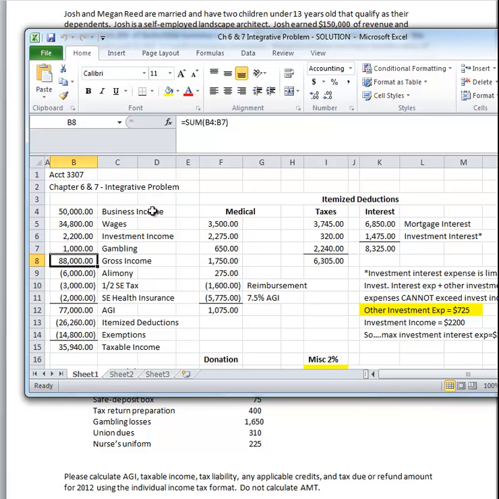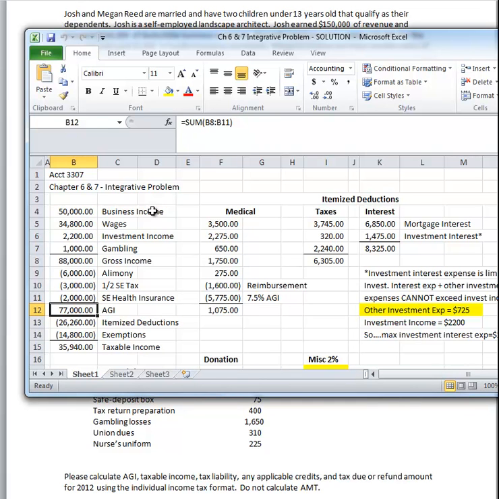Then from gross income, you want to subtract the deductions for AGI. So make sure you understand what goes into this category. Out of the information presented, alimony is a deduction for AGI. Half of the self-employment tax is a deduction for AGI, as well as the self-employment health insurance. Once I subtract out my deductions for AGI, that leaves me with an adjusted gross income of $77,000.